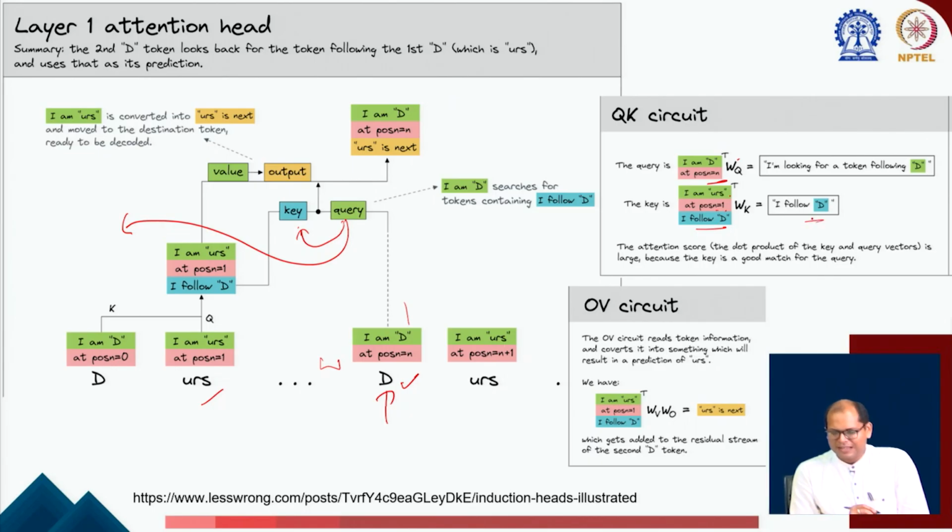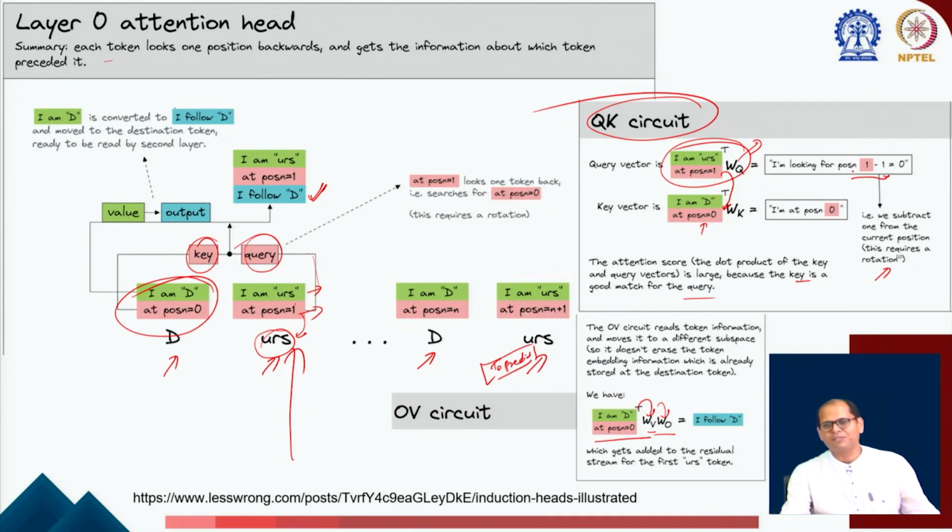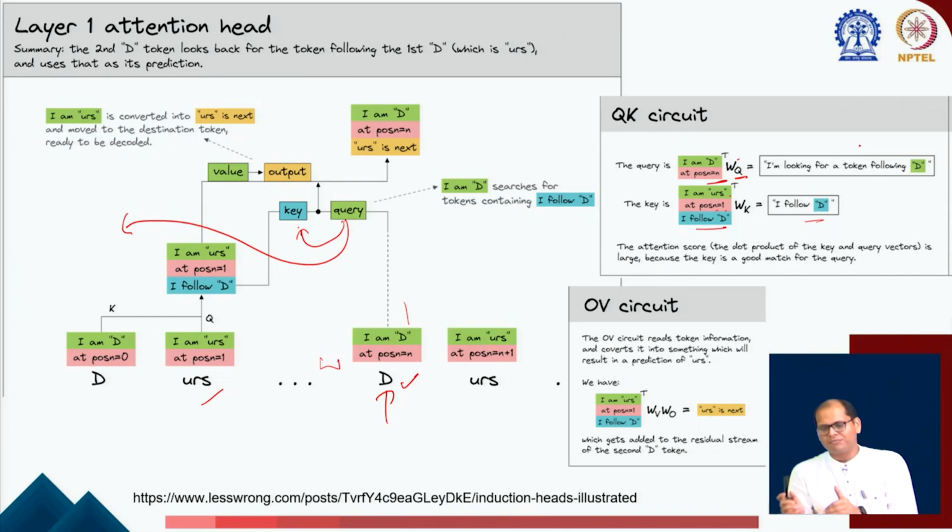So, at this first layer, what is this query? Remember the 0th layer, what was the query? I am looking for the previous position. So, this is my current position minus 1, I am looking for position 0, so that I can add to my subspace, I follow this word. In the next layer, I am not doing that, I am doing something else. I am looking for a token following D. Very interesting. That means I am looking for a token which has already stored in its subspace "I follow D", right.